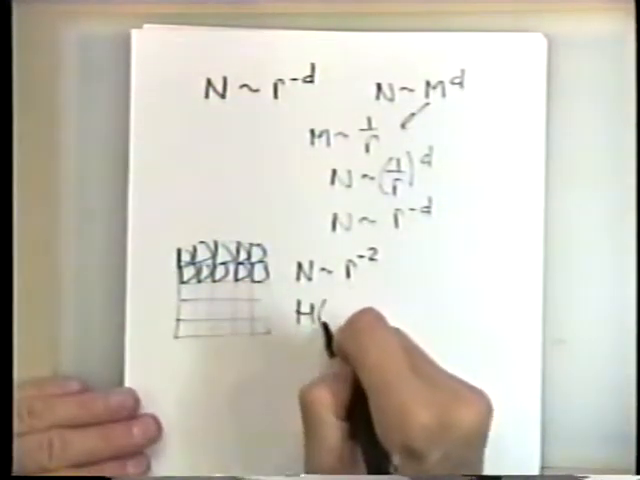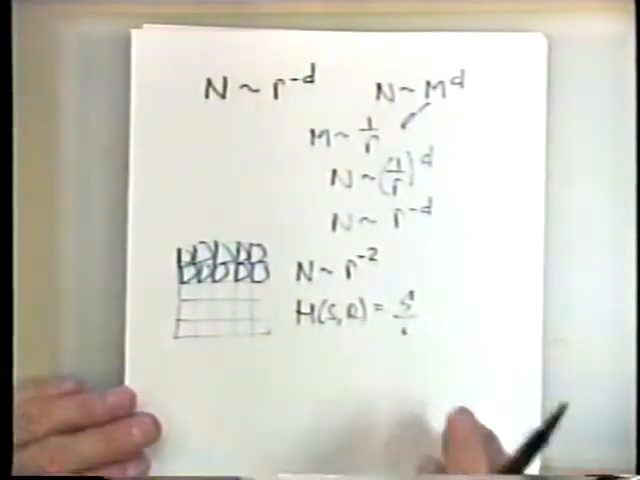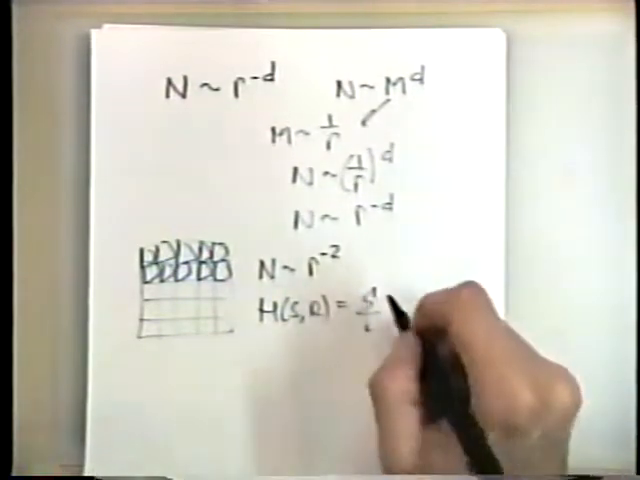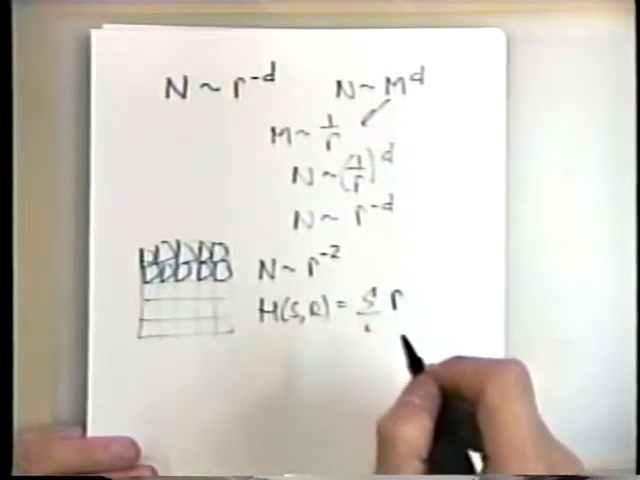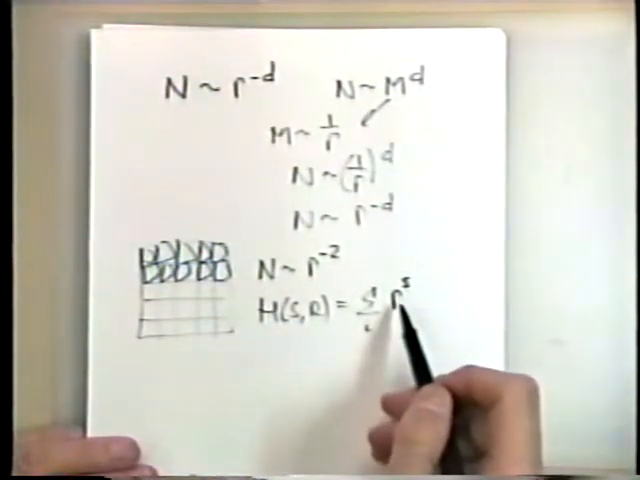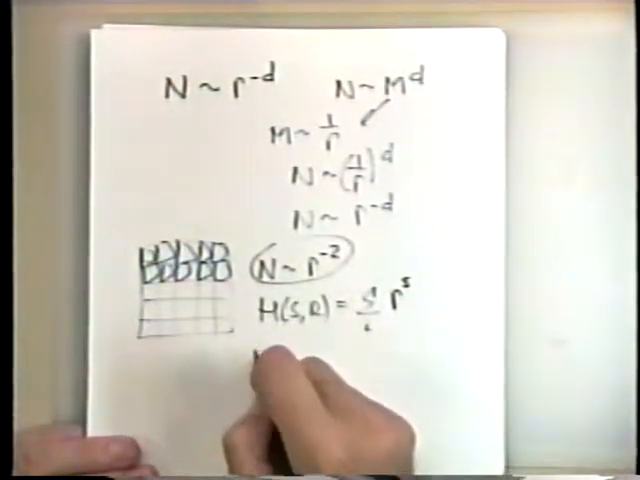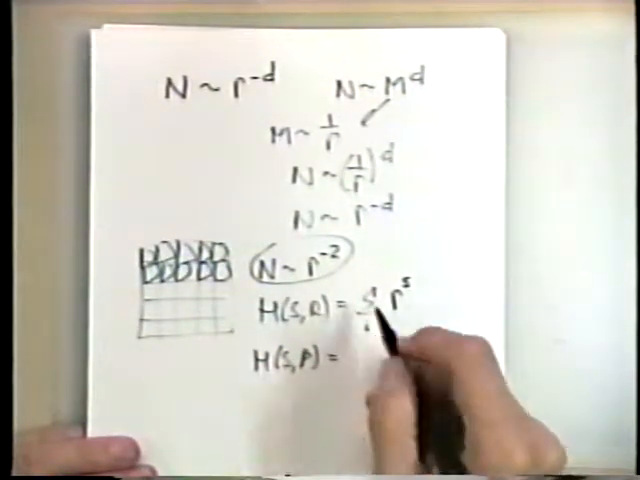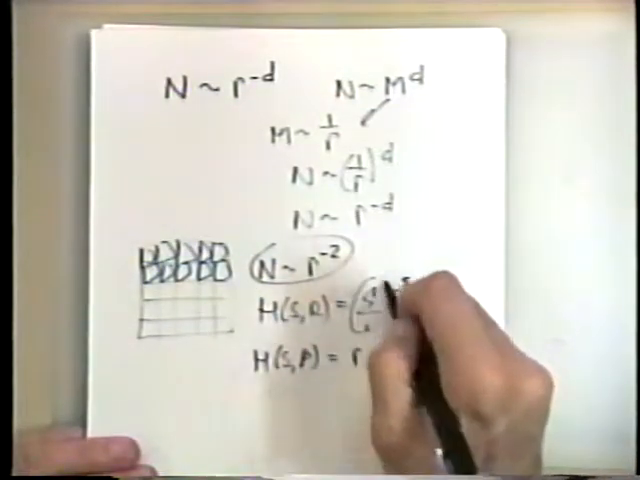So this function h of s of r will be the sum of the size of each of these sets, which will be something like r raised to the s power. Well, how many of these sets will there be? We've just said that the number of sets will be like r to the minus 2. So our gauge function, this should be a little r, will then be the number of these sets, because we're summing over all the sets.